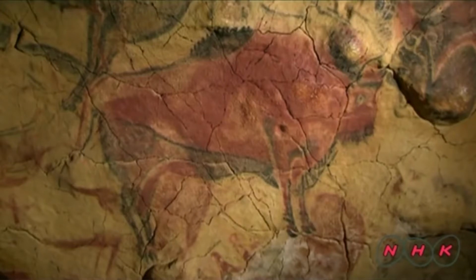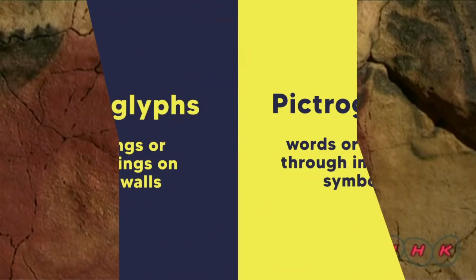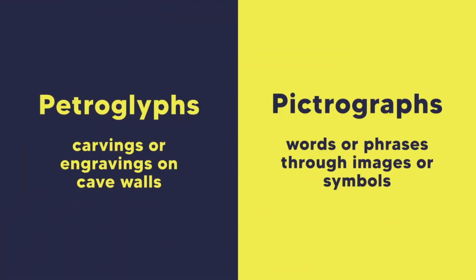During the Stone Age, prehistoric people also used these crude stone tools to create objects which are now considered as rock art. There were 2 kinds of rock art during the Stone Age, which are petroglyphs and pictographs. Petroglyphs are engravings on caves while pictographs are phrases through images or symbols.